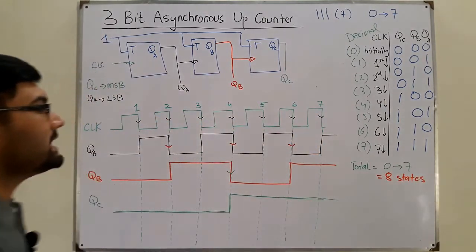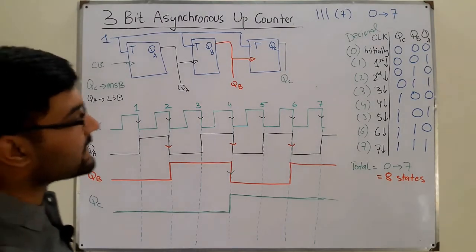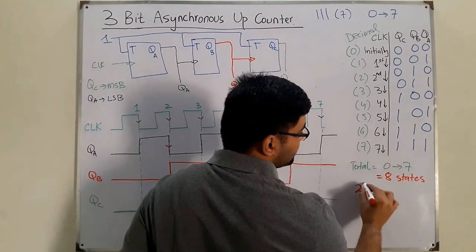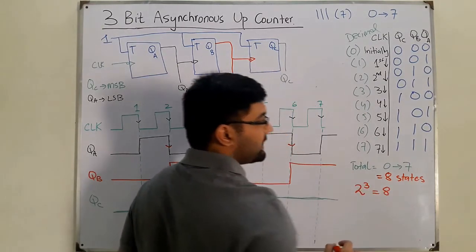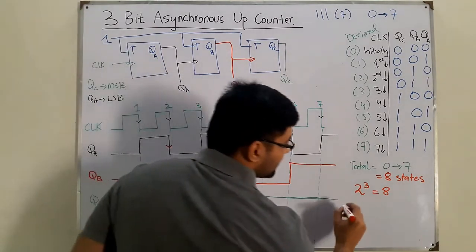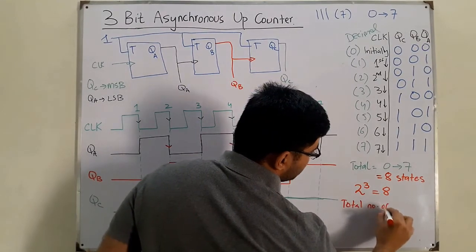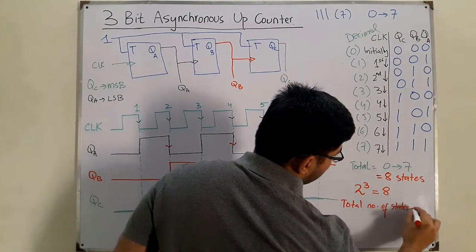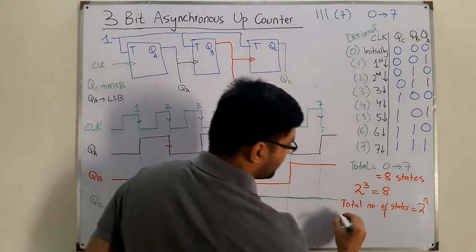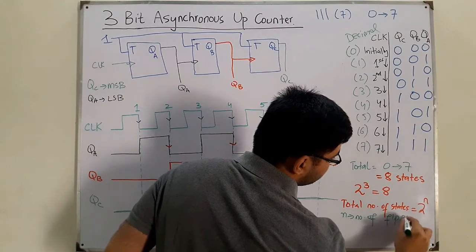So we have a total of 8 states, which can be represented as 2 to the power 3 is equal to 8. And I can generalize it as 2 to the power n. Total number of states is 2 to the power n, where this n is the number of flip-flops.